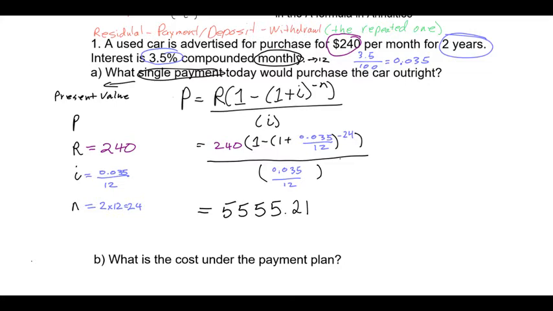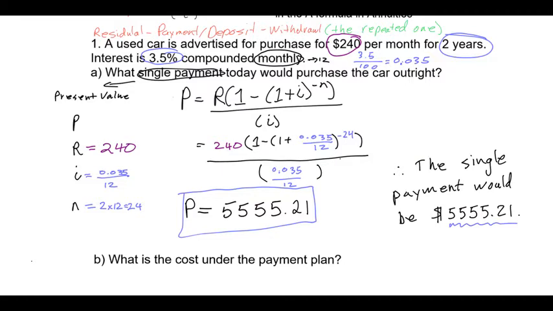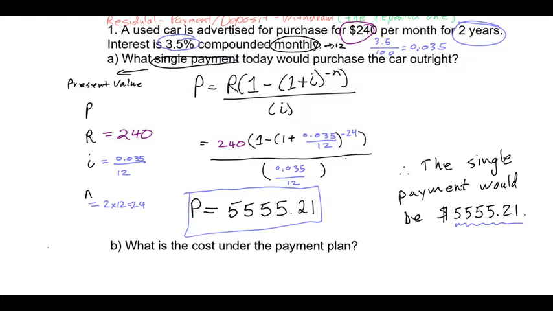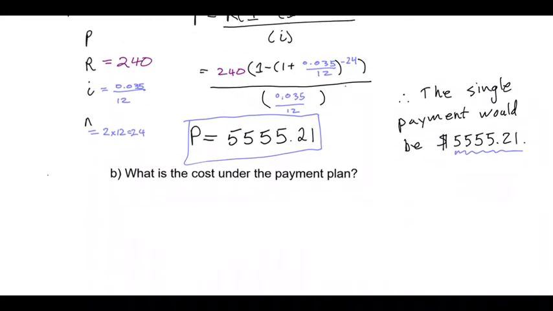Now, basically what you could say is the following. When you complete your solution, you have to describe what you're doing. So when we're talking about the single payment, you're going to say, therefore, the single payment would be $5,555.21. So that is what you would do in order to buy this outright. Now, I'm just going to take a moment and make sure all my variables are tied together, so when I move the screen, it all sticks together.